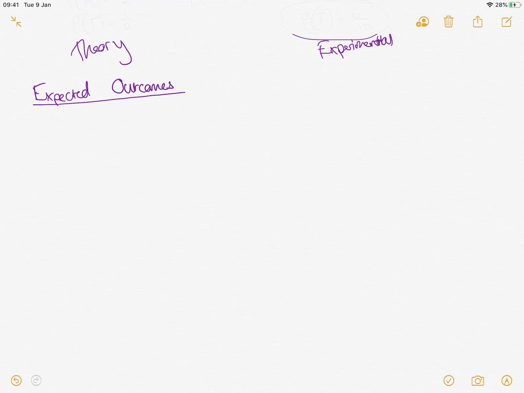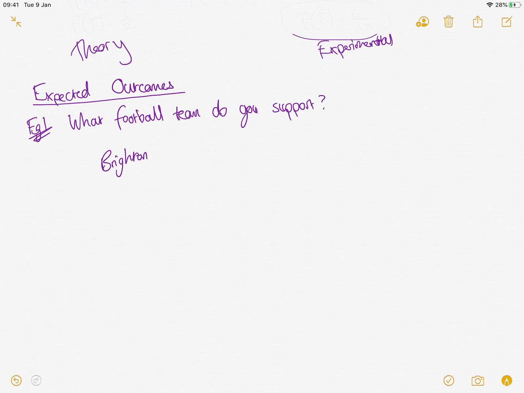So I'm gonna give you an example, and it's the one I mentioned earlier of what football team do you support? So let's say that's my question that I want to answer. Then I might go out in the street and I'll record my data. So let's put the best team in the world on there. The worst team in the world. And let's just do Arsenal, Man U, and other.